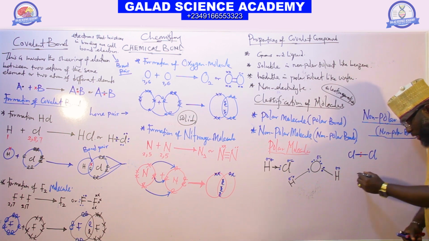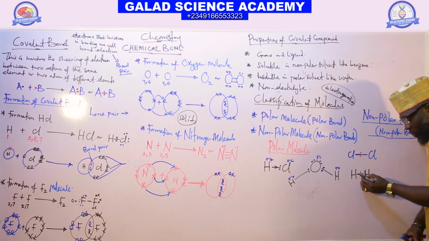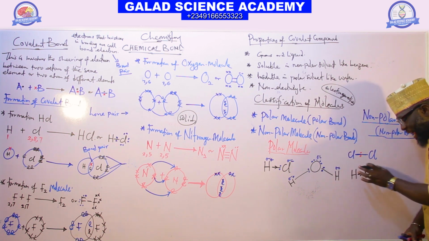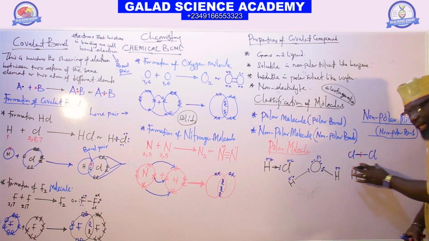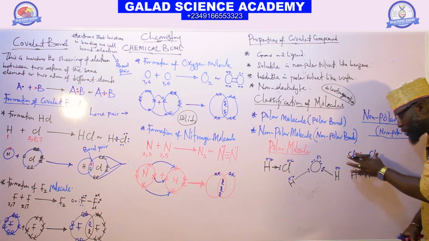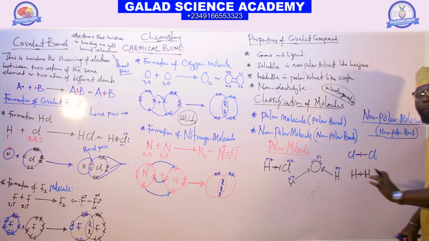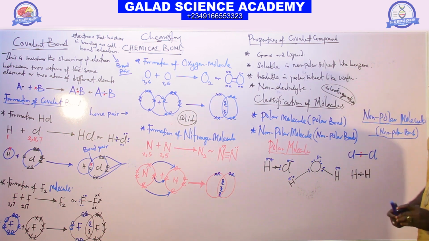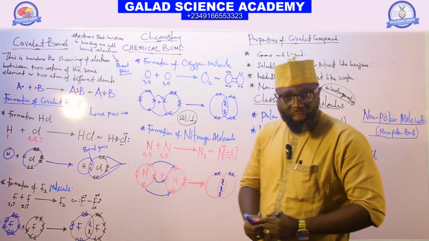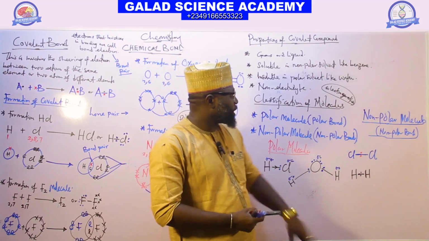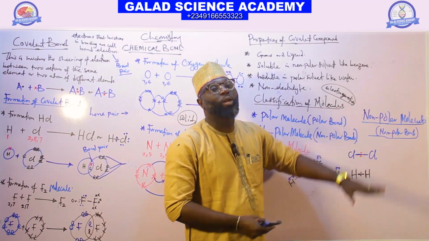And then we can also look at the bond between two hydrogen atoms. Here, the electron will stay at the middle, because they are elements of the same electronegativity. So this is a non-polar molecule, and the bond in it is a non-polar bond. But how are we going to determine whether a molecule is polar or non-polar?